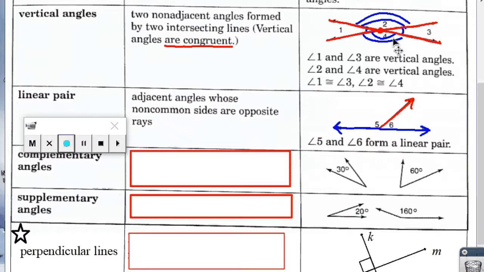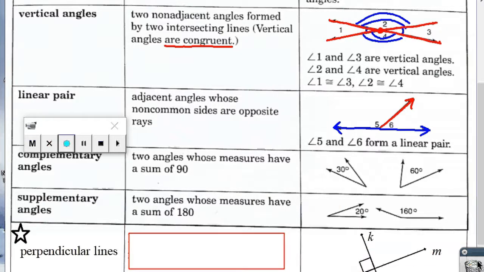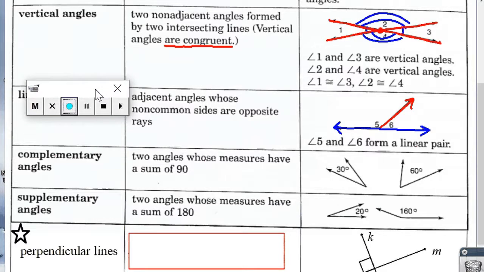Now, complementary angles, the only thing they've given us is these two measures. Well, 60 and 30 together gives me 90 degrees. Complementary angles sum to 90 degrees. Supplementary angles sum to 180 degrees. The best way I think to keep this straight is complementary starts with a C, supplementary starts with an S. In the alphabet, C comes before S. In numbers, 90 comes before 180.